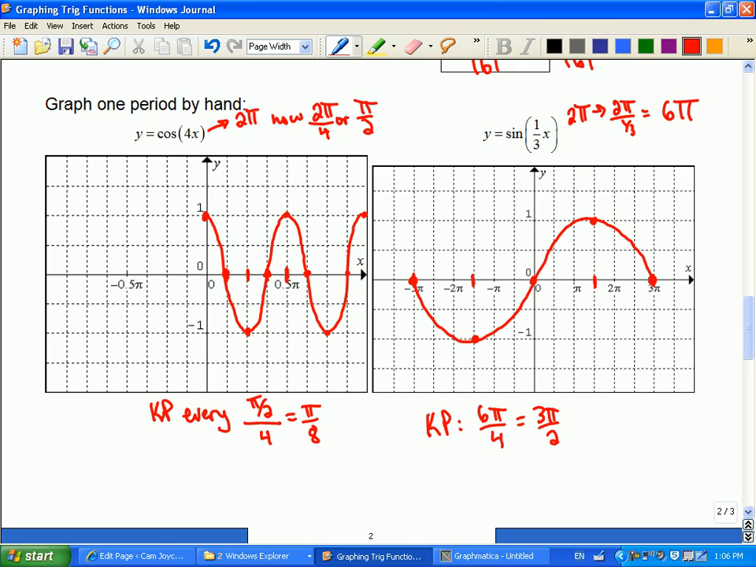Okay? But if you're not already thinking this way, you have to start thinking about where your key points are going to line up on the graph. If you know how long the new graph is, divide it by 4, you'll know where the key points are going to be in the new graph.